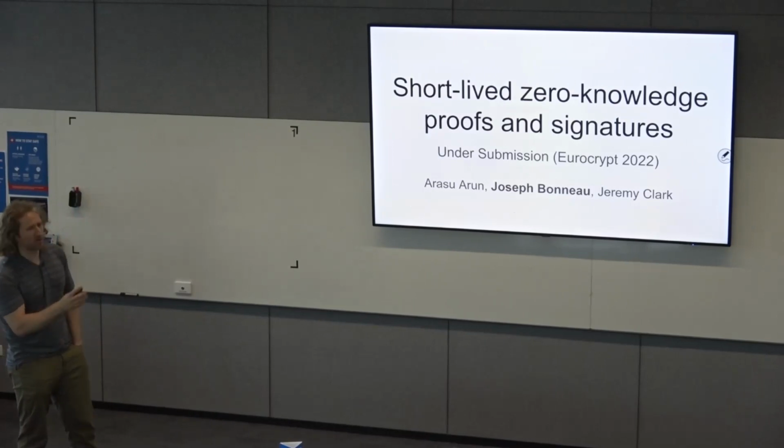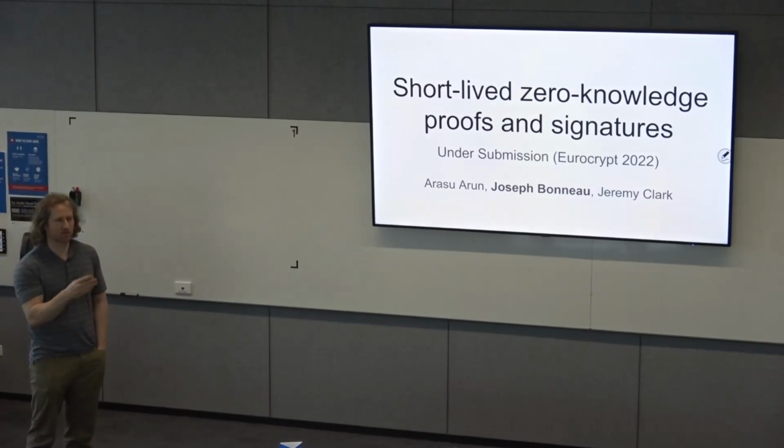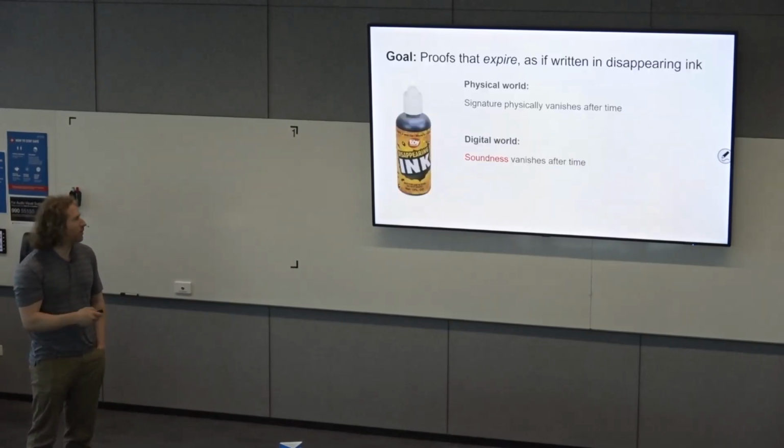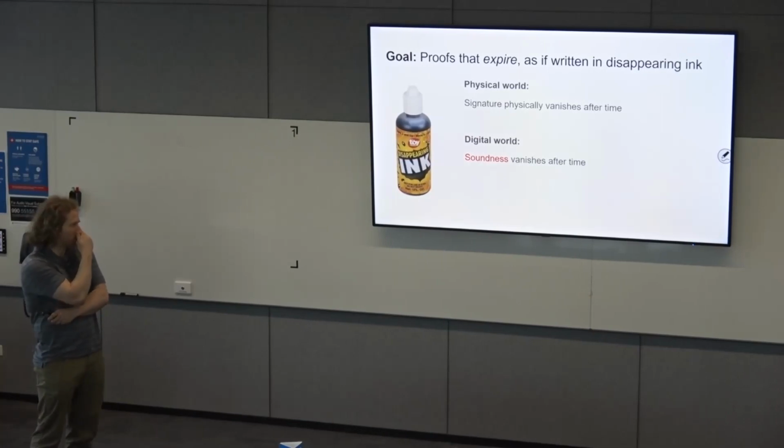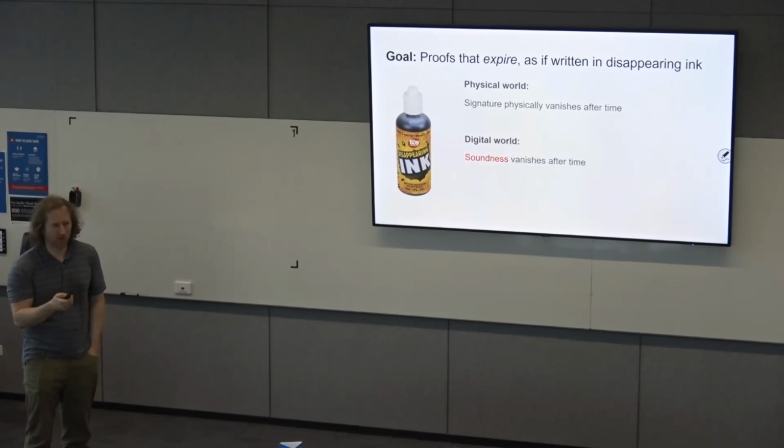This project is maybe more out of the box because it is not just an application of zero-knowledge proofs, but zero-knowledge proofs with a new property. The property is that the proof is only convincing for a short period of time. It's a bit of a stretch, but the analogy to the real world is if you sign something in disappearing ink, people can look at your signature for a while and be convinced, and then eventually it disappears and the signature is not there anymore. Obviously in the digital world, you can't rely on anything actually disappearing. So instead we build a proof system where the soundness disappears after time.